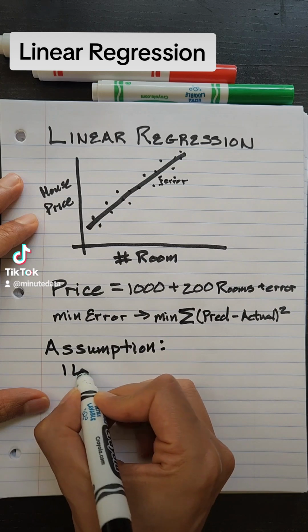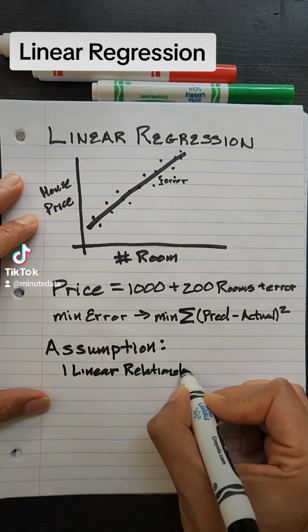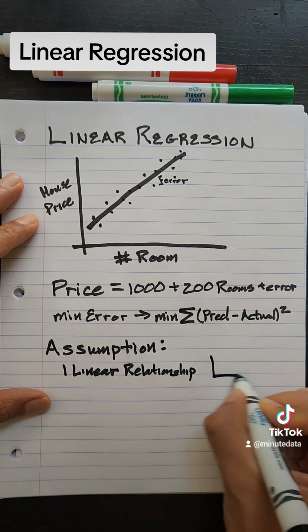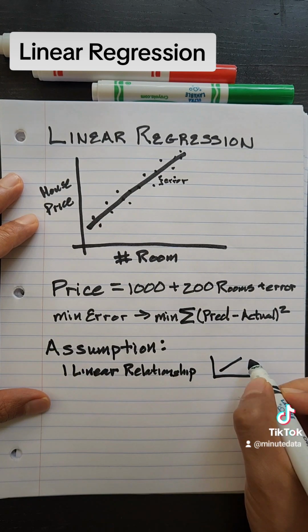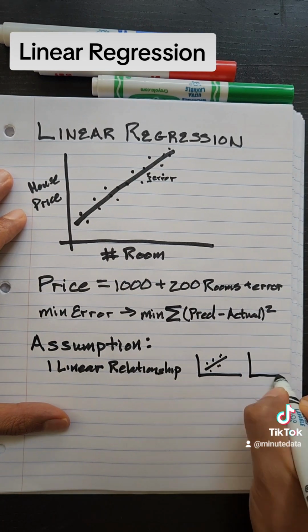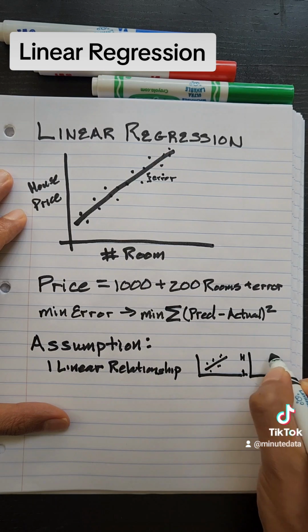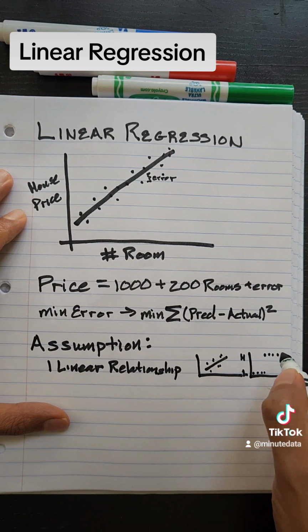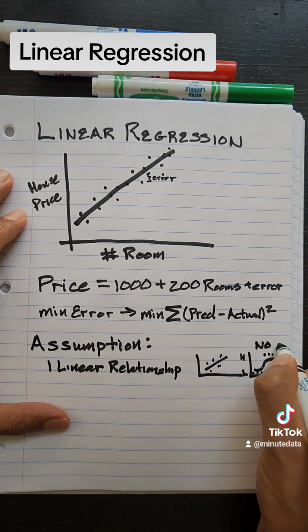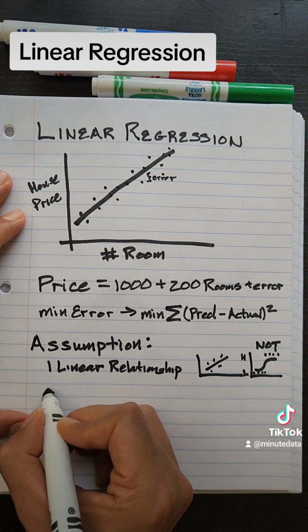So first assumption is linear relationship. Can you represent the relationship between your two data variables using a line? Versus, say you're predicting something like high versus low, in which case something like a logistic regression might be better. So again, linear relationship versus nonlinear relationship.